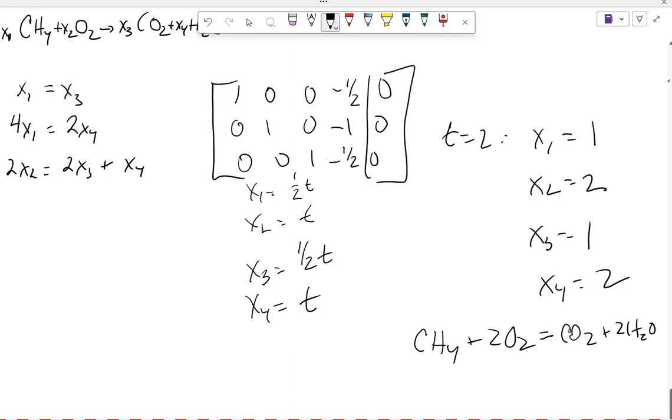So I'm looking at my carbon atoms. That's multiplied by x1. That's multiplied by x3. They have to equal each other, so that's the same number of atoms. So that's where the 4 is.